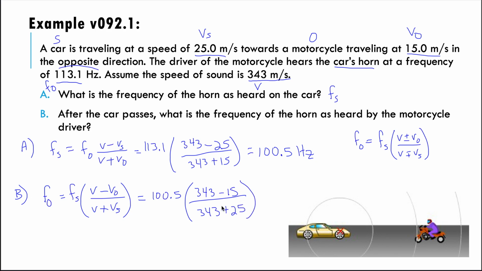What do we expect to hear this time? A frequency that is higher or lower than the frequency of the source? We're moving away, so the frequency appears to be lower. And indeed, we get 89.5 hertz. So that was an application of using the Doppler effect equation to figure out the observed frequencies.